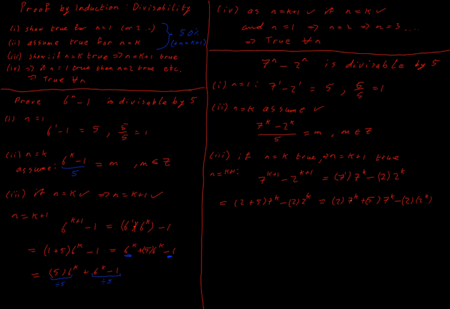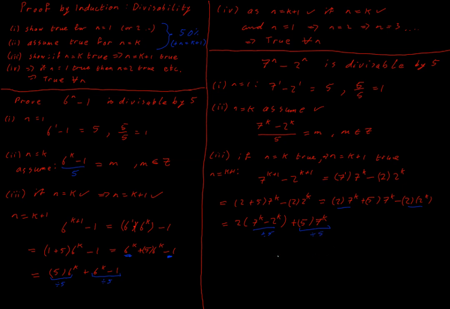So now I recognize that if I take my first term and my last term, and I take out a common factor of 2, I will have my kth position, which I've assumed is divisible by 5. So I'm going to have 2 times (7 to the power of k minus 2 to the power of k). That's just taking the common factor of 2 out of these two terms, and I still have plus 5 multiplied by 7 to the power of k. This I have assumed is divisible by 5 in step 2. This is multiplied by 5, so therefore this is automatically divisible by 5.